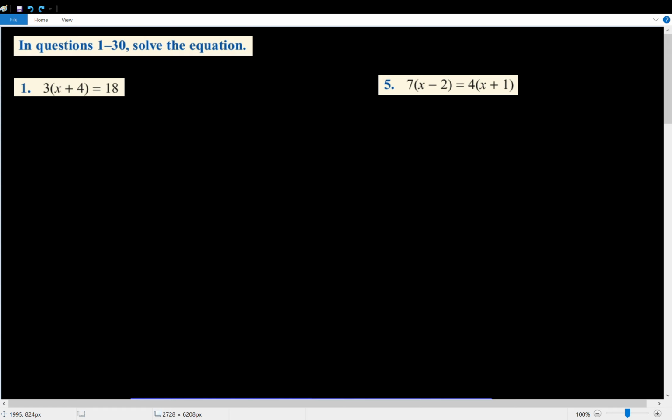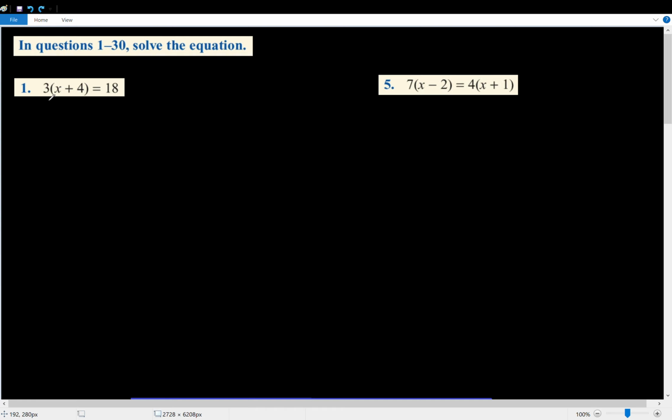The first thing we're going to do when we've got an equation with brackets like this is remove the brackets, by which I mean we multiply them out. We don't just stop writing them on the next line down. So the term outside the brackets that is right against them, this 3, has to be multiplied by everything that is inside the brackets. So multiply by x and multiply by 4.